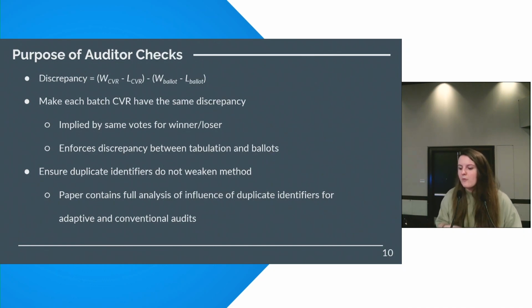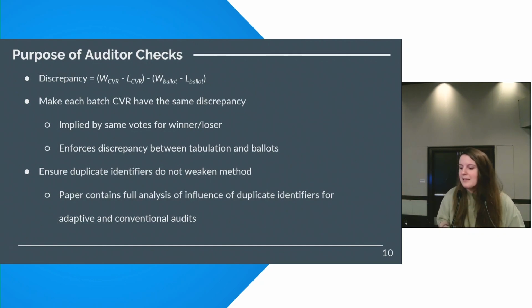So the first check was to ensure that the votes for the reported winner and loser match those on the batch subtotals. This is to ensure that the batch CVR has the same discrepancy as the tabulation. So essentially, we make the batch CVR a representation of how the machine interpreted ballots in tabulation. So the difference between tabulation and ballots should be reflected when you compare ballots to the CVR.